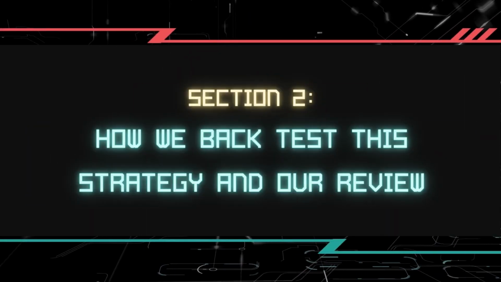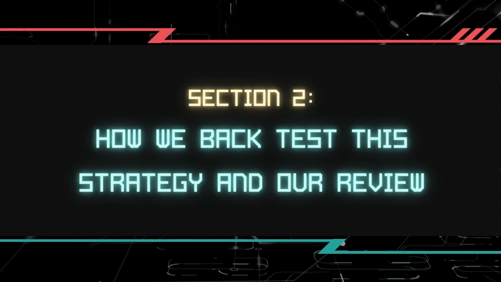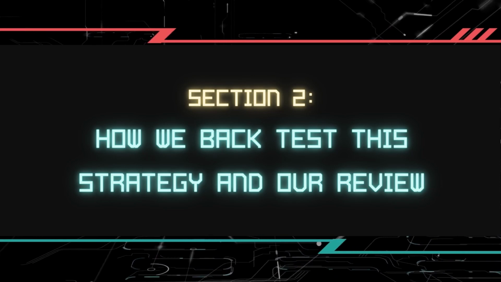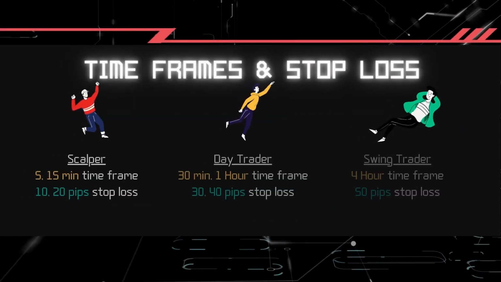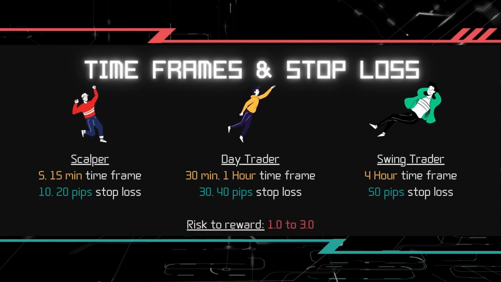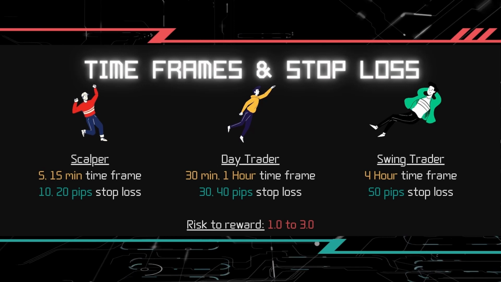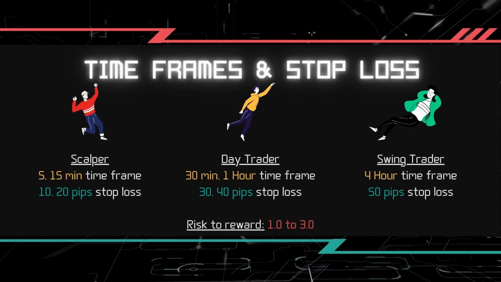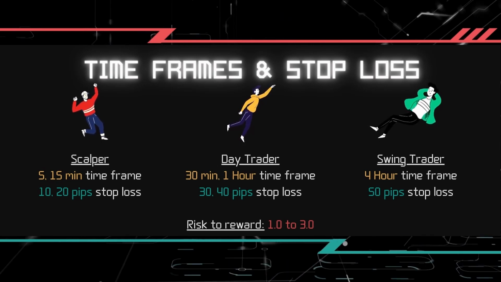In this section, we will be testing the RSI Midline crossover strategy on MetaTrader 5, and we will be sharing with you our findings from the results. The time frame for the backtest would be between 5 minutes to 4 hours. This would include time frames used by scalpers, day traders and also swing traders.